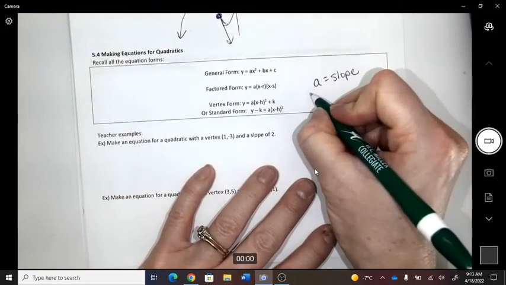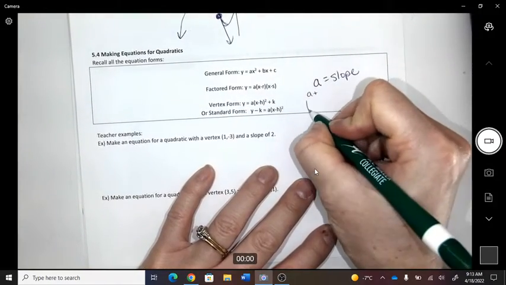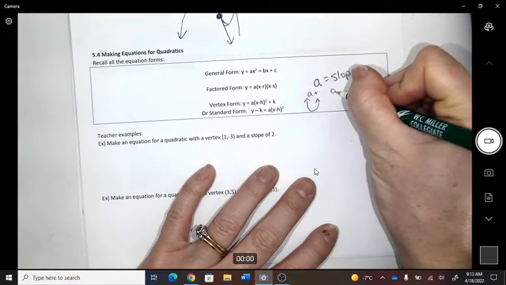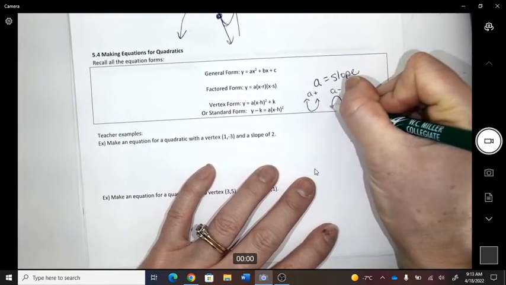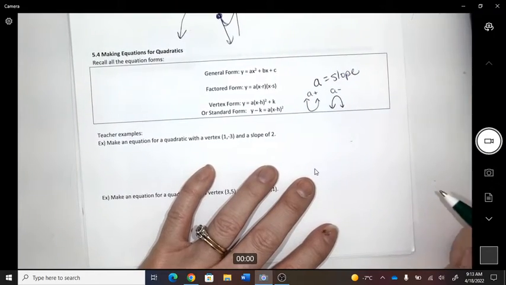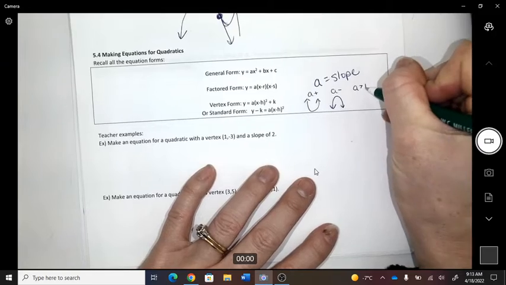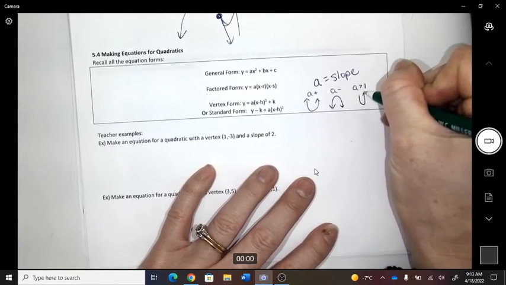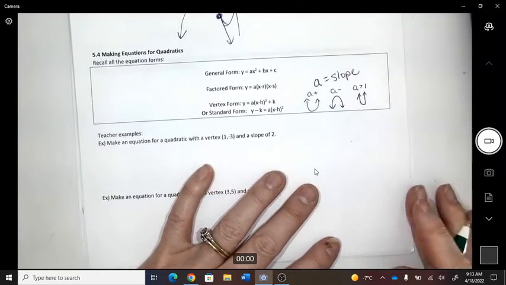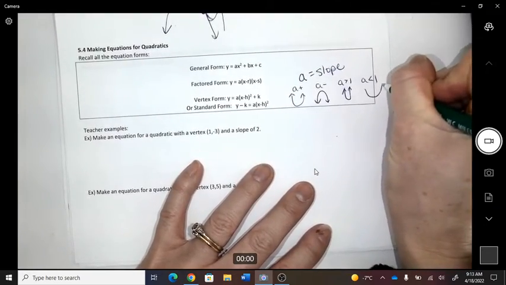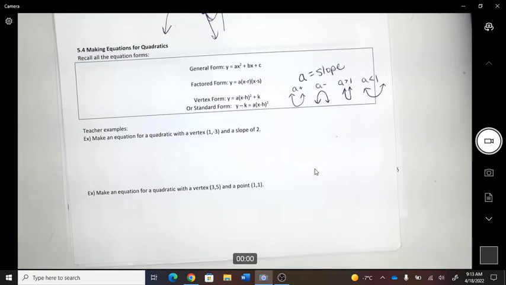So what do we know? If A is positive, it will open up. If A is negative, it will open down. If A is bigger than 1, it will be a little bit skinnier. If A is less than 1, it'll be wider, right? We know all those things about A.